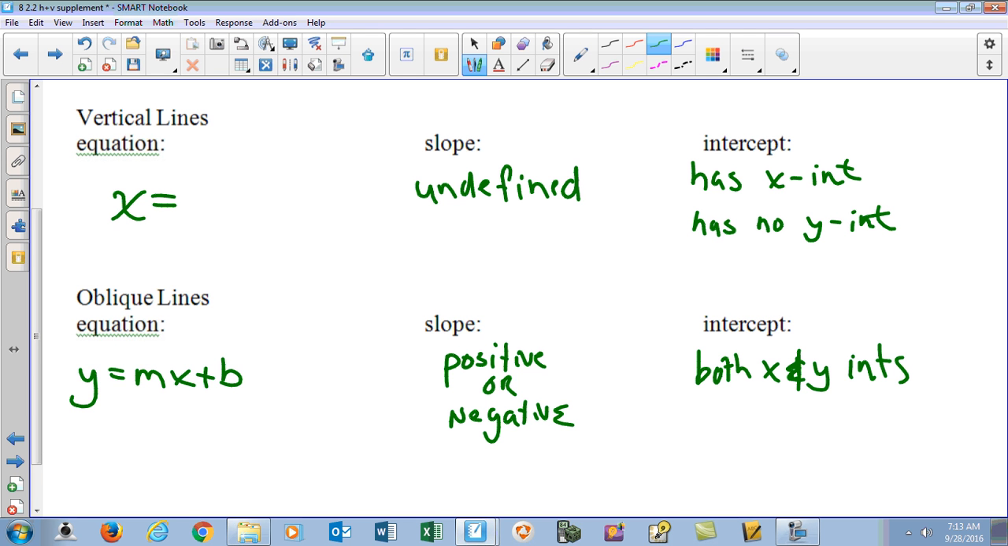All right. So those are important. They have both intercepts. So you can see the difference between the three lines. The diagonals are the oblique lines, then the vertical and the horizontal. You can kind of see the pattern there.